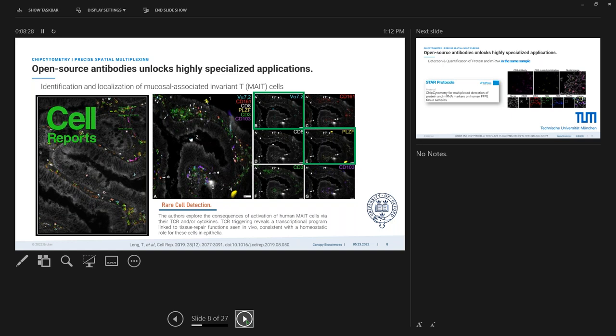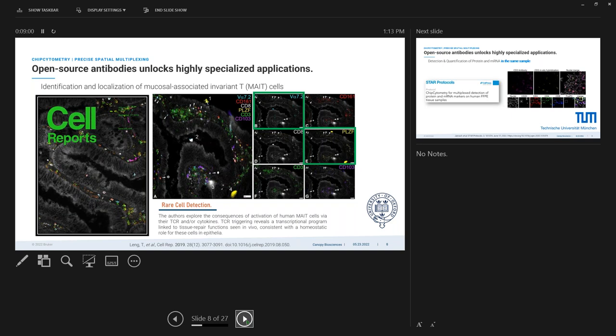One example here, just to illustrate that point, is this paper that was published by a user group out of the University of Oxford, where they used the ChipCytometry platform to identify and characterize these rare T cell subsets known as MAIT cells. And you can see they have a couple of pretty standard immune markers there, CD3 and CD8. But then also a couple more esoteric markers, Vα7.2 and PLZF, which are very specific to characterizing this rare T cell subset.